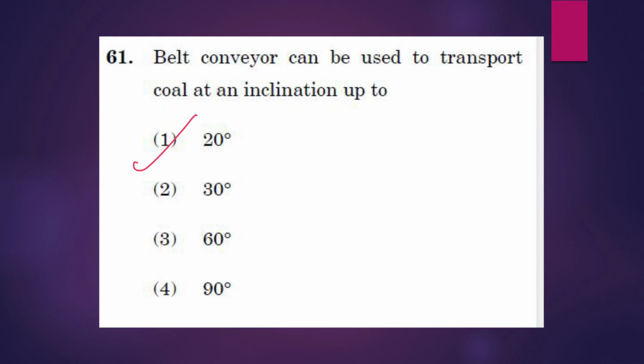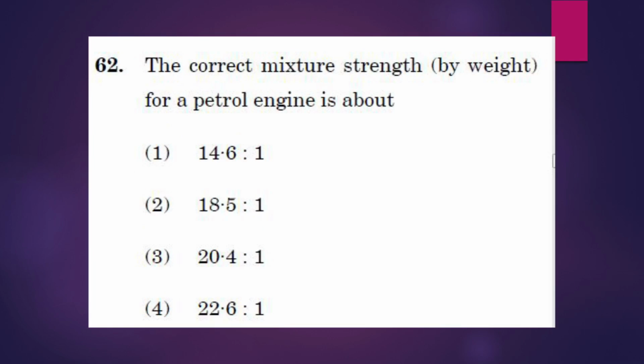The correct mixture strength by weight for a petrol engine is about, air-fuel ratio, for the correct mixture it's 14.6, or in between 15:1 or 14:1. 1 is your answer. This is for petrol engines or SI engines.